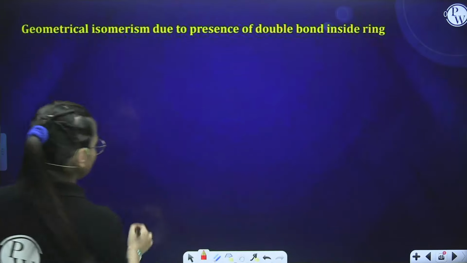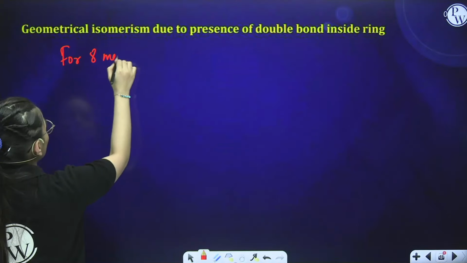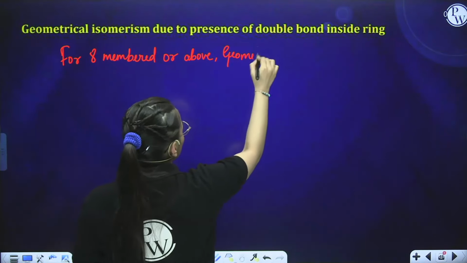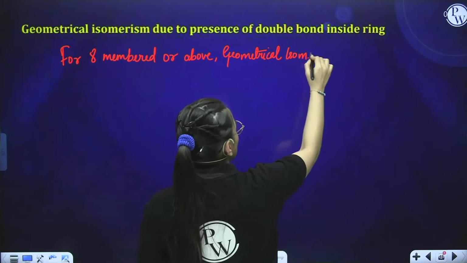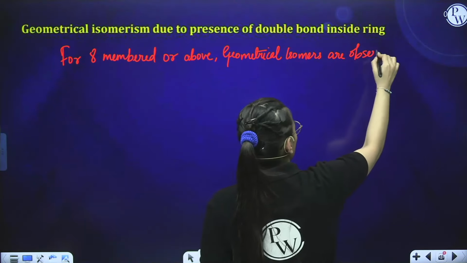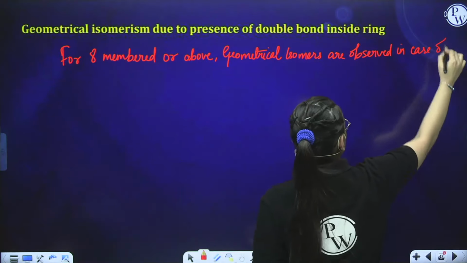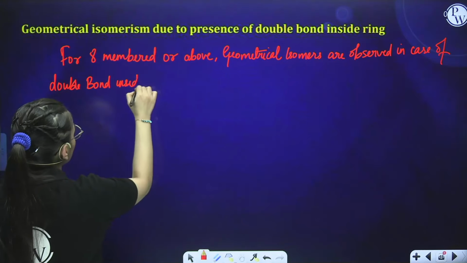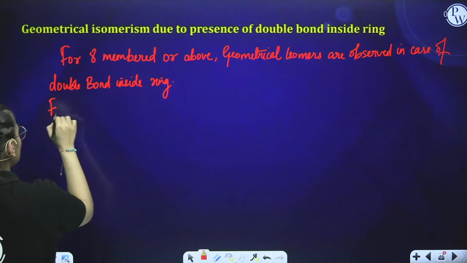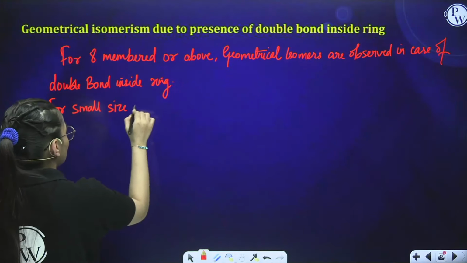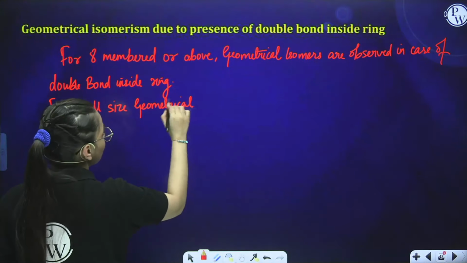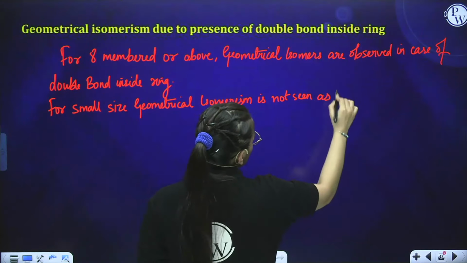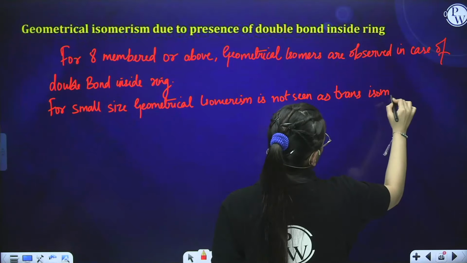So kindly write these things: for 8-membered or above, geometrical isomers are observed in the case of double bond inside the ring. For small size, geometrical isomerism is not seen as the trans isomer is unstable.